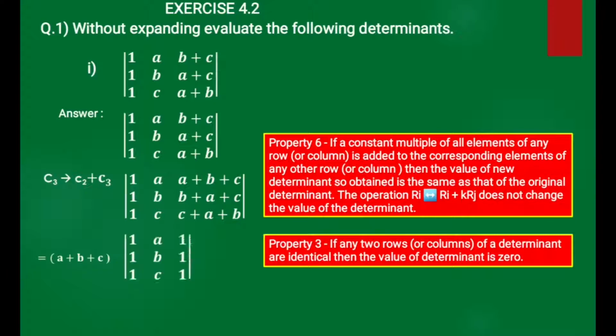So we write the determinant with the elements of the first column as they are, the elements of the second column as they are, and from the third column we take a plus b plus c common, so we write in the third column 1 1 1. Now we use the property: if any two columns of a determinant are identical, then the value of the determinant is 0. Here the first column and third column are identical, so this determinant is 0. So we write a plus b plus c into 0, which equals 0. In this way, without expanding, we find that the value of this determinant is 0.